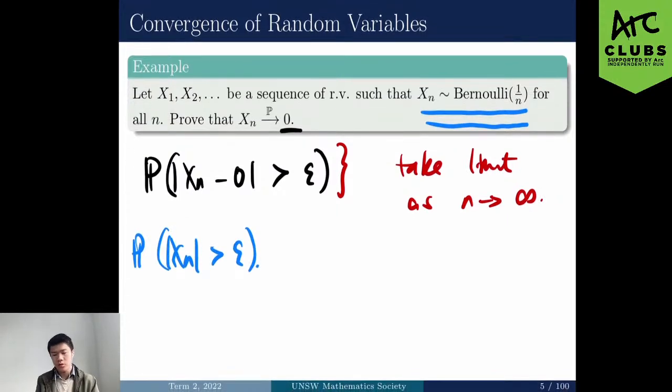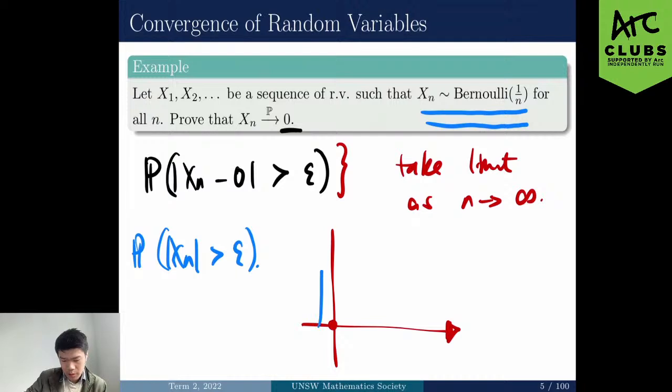Let's just think about what Bernoulli random variables look like again. They have a probability mass at 0, and another probability mass at 1. I might redraw this actually. We'll just draw the probability mass as a point.